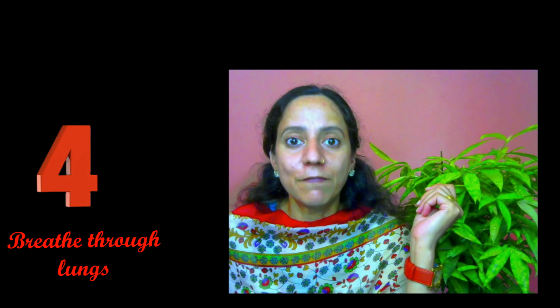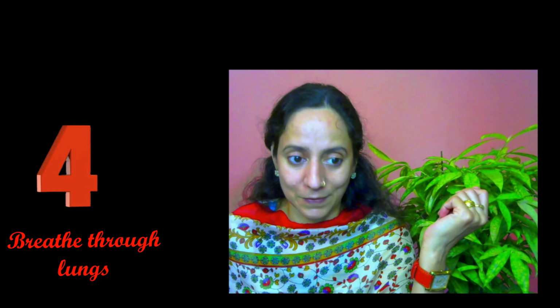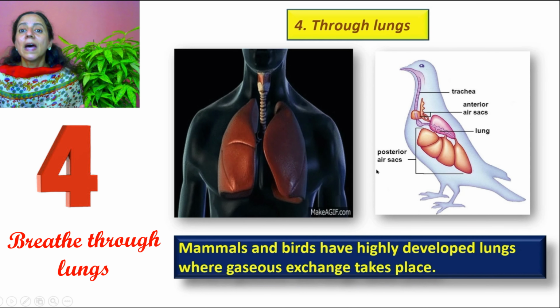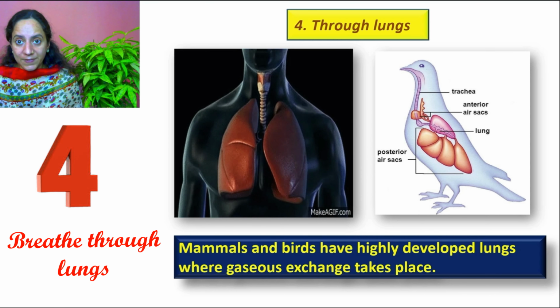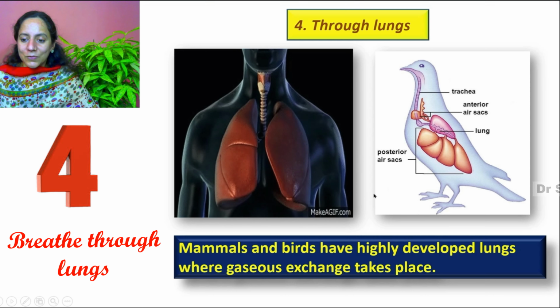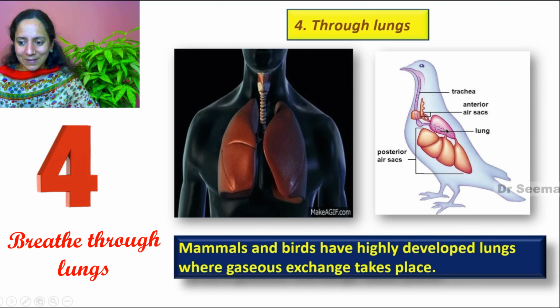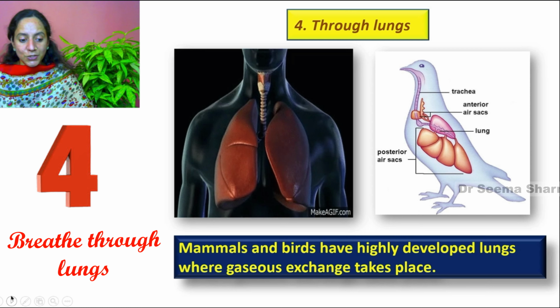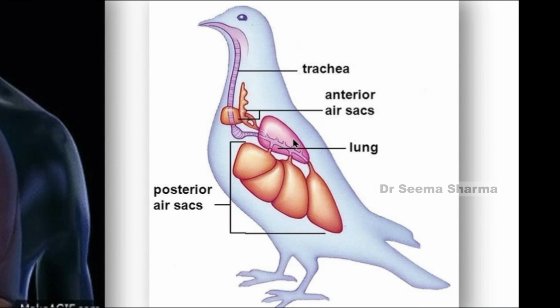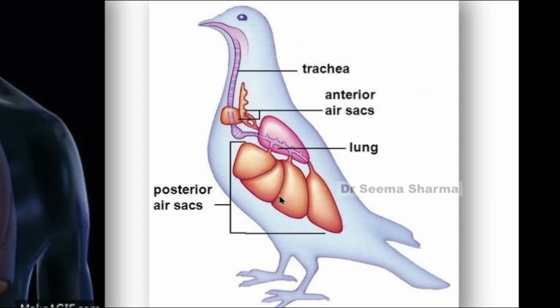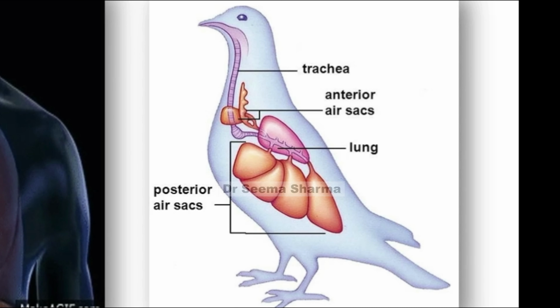Fourth and the last way of exchange of gases is through lungs. Mammals and birds have highly developed lungs through which exchange of gases takes place. So we have highly developed lungs. We have to learn about exchange of gases in human beings in detail. And in case of birds, because they have to fly continuously, they have extra posterior sacs also, which are meant for the exchange of gases.